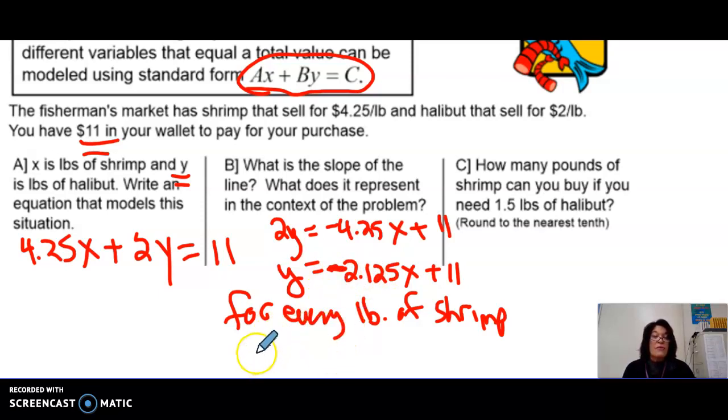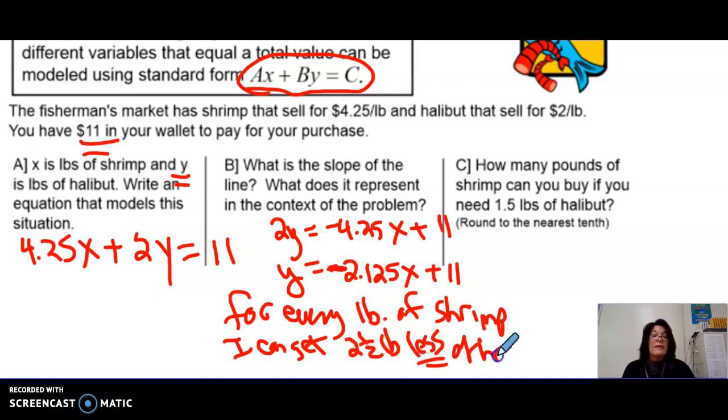Okay, for every pound of shrimp I get, I can get 2 1/8 pounds less. Right? It's a negative slope of halibut. That makes sense, right? The more shrimp I buy, the less halibut I can buy, and it's by that much. So how many pounds of shrimp can you buy? If your mom's like, listen, I need 1.5 pounds of halibut for my recipe. Okay, so let's put that in.